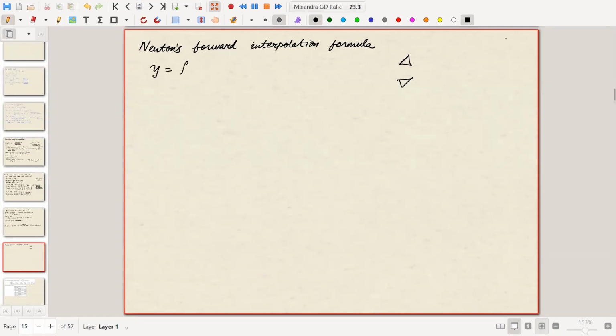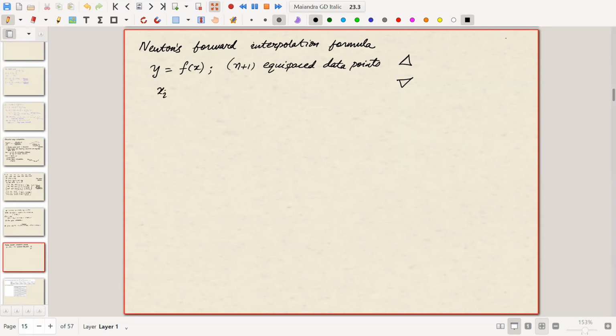Again, function, say y equals f(x). Now that we are given a function, we are given the data points. Say we are given n plus 1 data points, not just any data points, equispaced. This is where a lot of abilities are being dragged down, because you can't be guaranteed that this method will work for non-equispaced points. So this is for equispaced points.